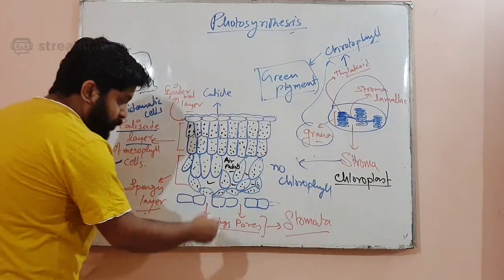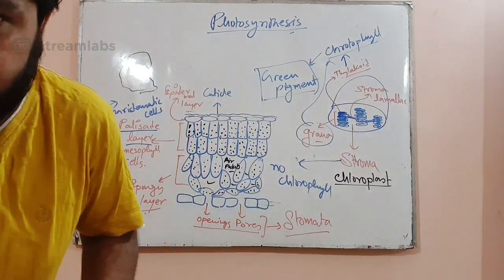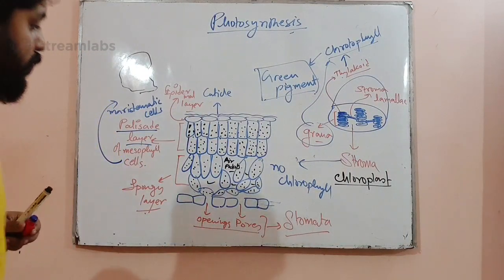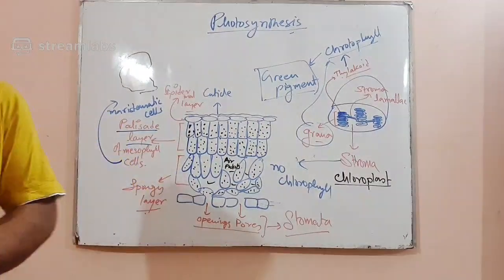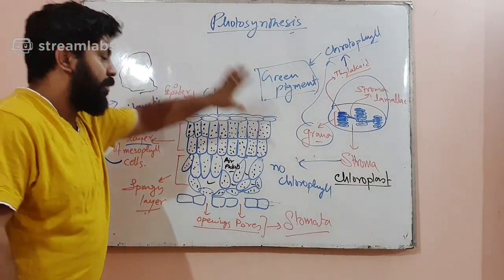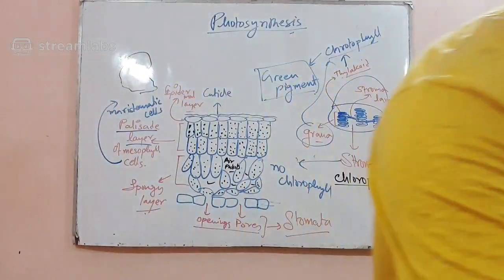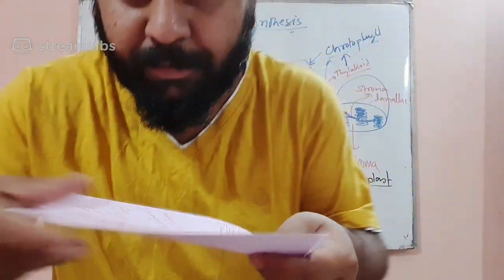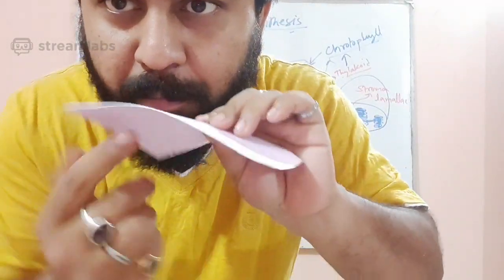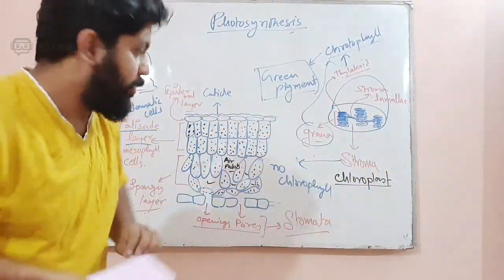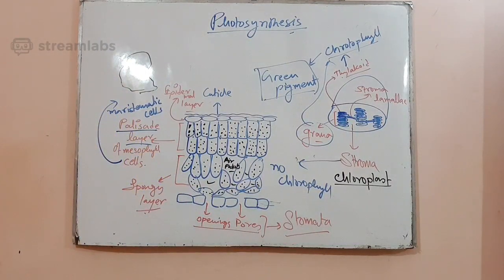However, stomata also lie on the upper layer, but more stomata are present in the lower layer. So these openings or pores are known as the stomata. I hope you have understood this part, and this is the cross section of a leaf. If you cut a plant leaf open and magnify this portion, then you will find this.